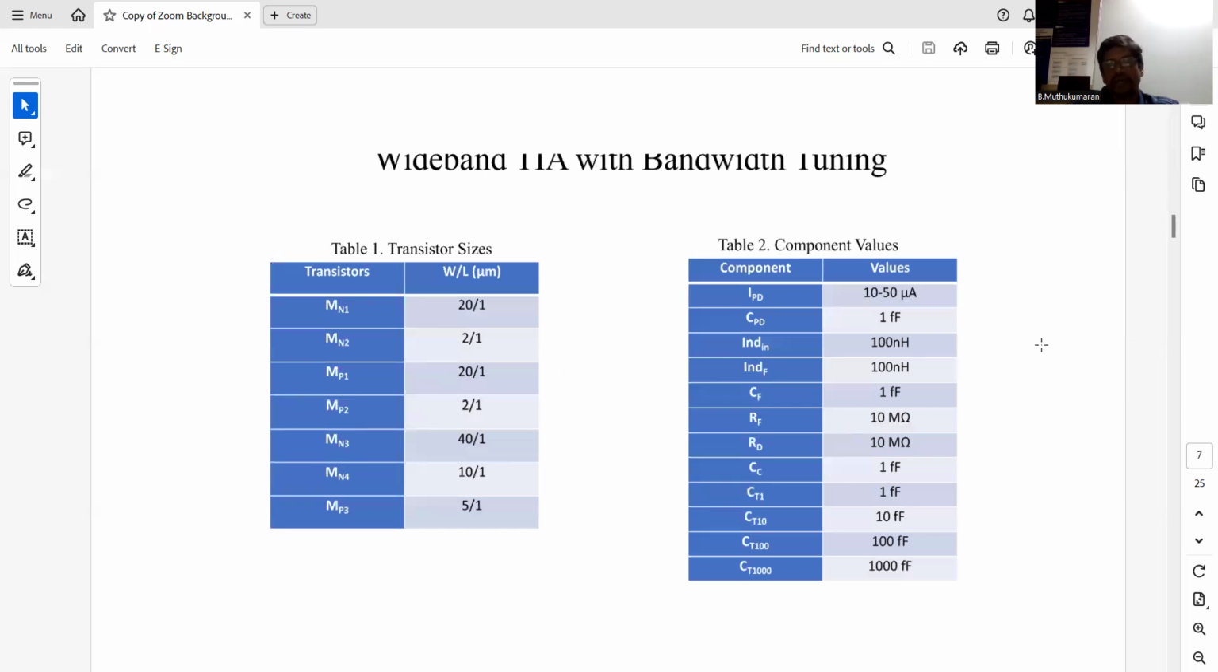In the wideband tuning amplifier, I have selected the transistor sizes and component values. The transistors are MN1, MN2, MP1, MP2, MN3, MN4, and MP3. I have chosen the W/L ratios for better bandwidth, and the component values are listed here.